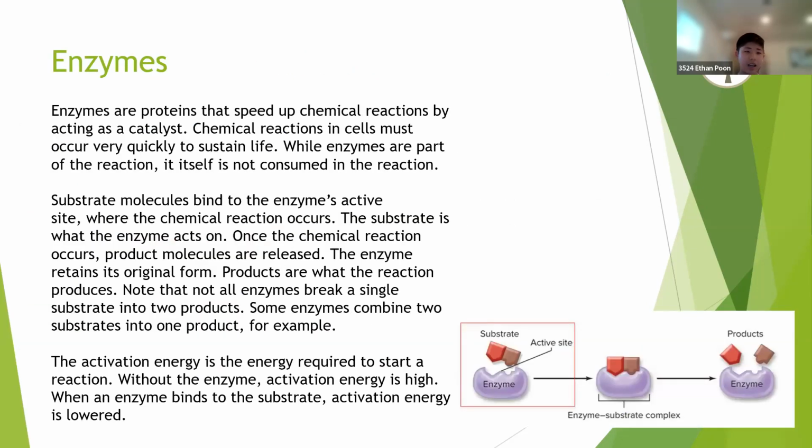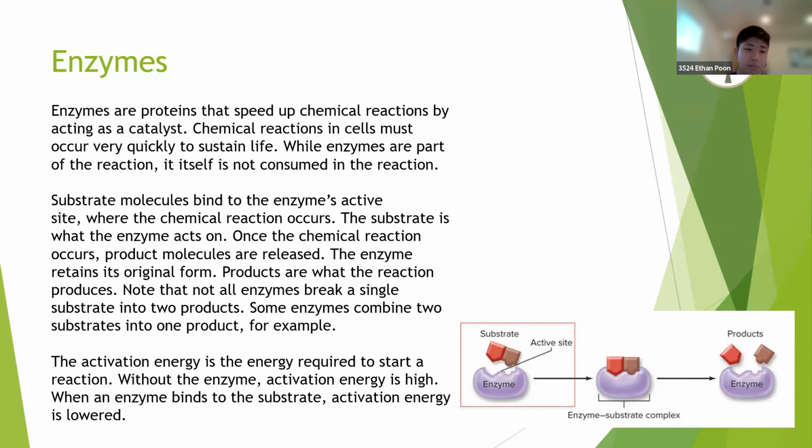All right, now, enzymes. Enzymes are a type of protein that speed up chemical reactions by acting as a catalyst. Chemical reactions in cells must occur very quickly to sustain life. And while enzymes are part of this reaction, the enzyme itself is not consumed in the reaction. So it's not actually used up and can be used in other chemical reactions after the first one. And they're not speeding up the chemical reactions by just 5 times or 10 times. It's hundreds or maybe even thousands.